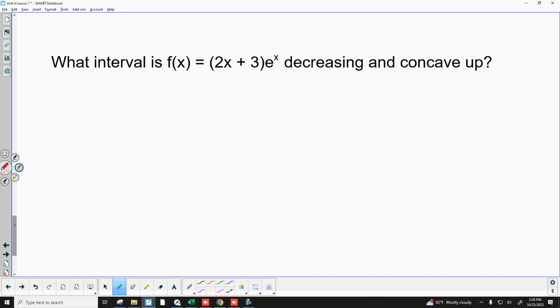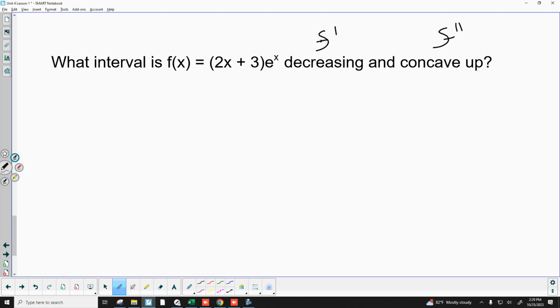Okay, it asks for when the function is decreasing and concave up. Guess what? We'll have to do our first derivative sign analysis. We'll have to do our second derivative sign analysis. Is it a product rule or an outside-inside is a great question. What do you think, team?